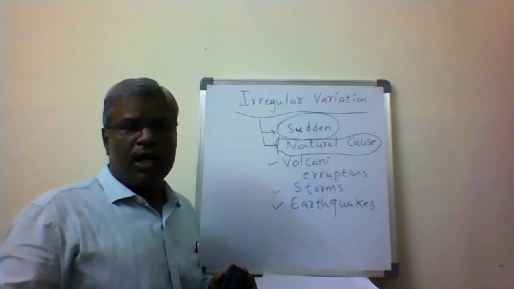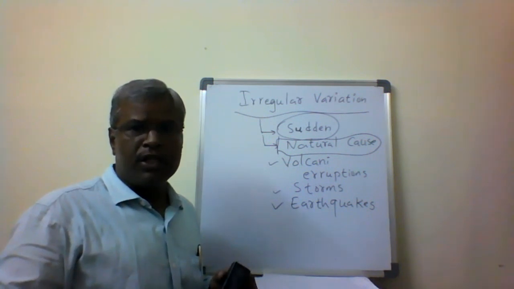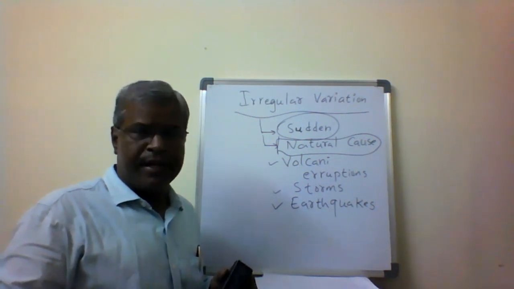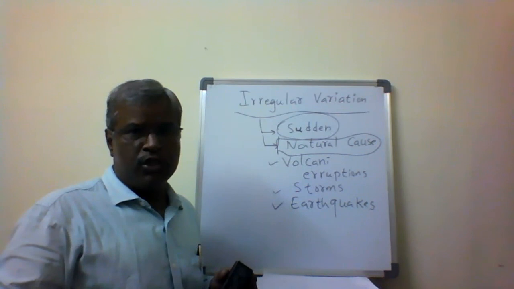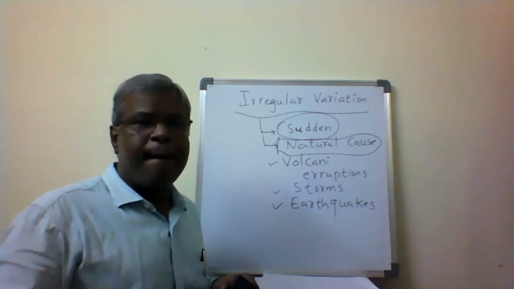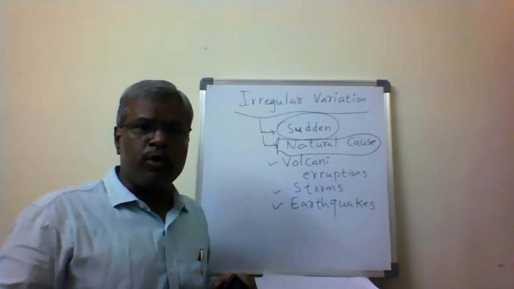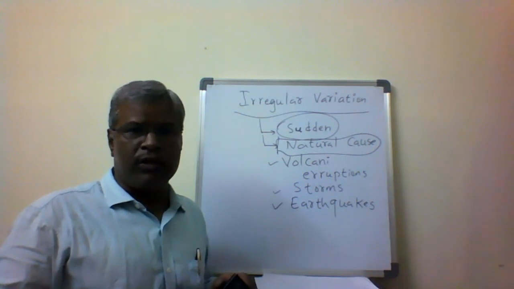So the declination varies secularly, annually, and daily or diurnally, and the last one is called irregular variation. So this is about what is meant by the declination and what is meant by the dip of the magnetic needle. These two are very important while we are carrying out compass surveying.